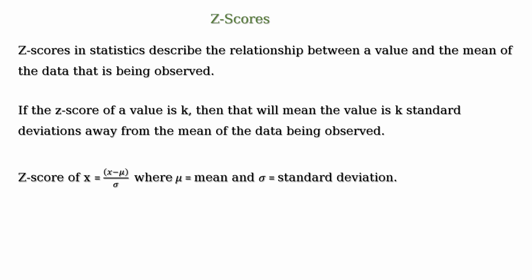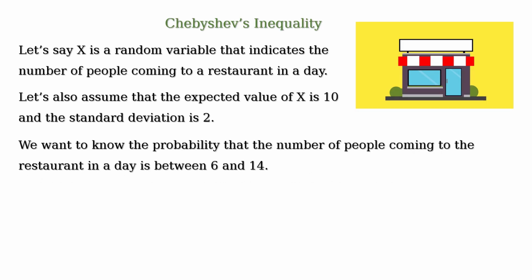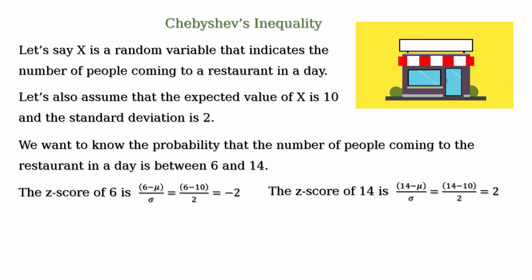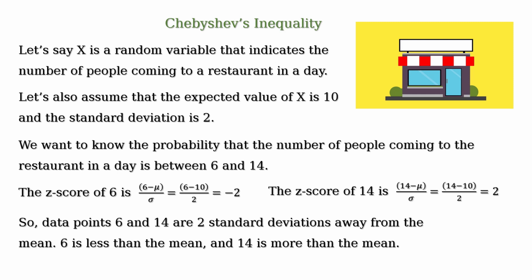Now, we know that the z-score of a value can be calculated using the following formula. Z-score of x is equal to x minus mu by sigma, where mu is the mean and sigma is the standard deviation of the data. Now, in our example, the z-score of 6 is 6 minus mu by sigma, that is minus 2, and the z-score of 14 is 14 minus mu by sigma, that is 2. So, the data points 6 and 14 are 2 standard deviations away from the mean. 6 is less than the mean and 14 is more than the mean.